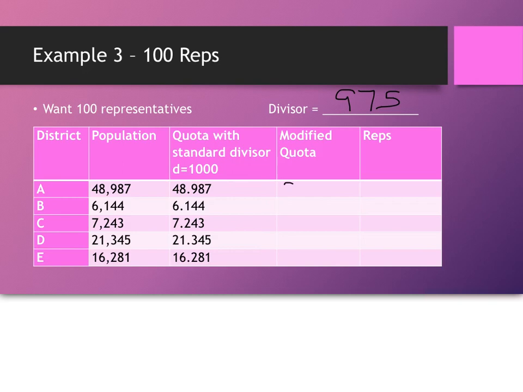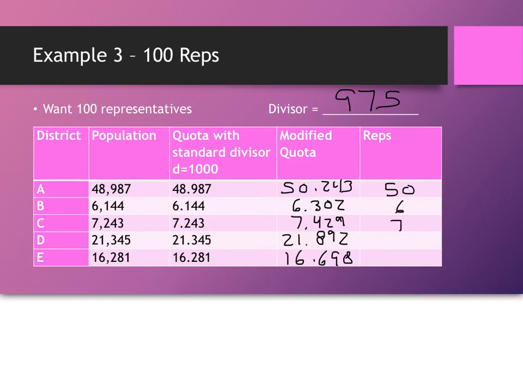And then my quotas came out to be 50.243, 6.301, or 6.302 actually if you round it, 7.429, 21.892, and 16.698. So the number of representatives we'd have had would have been 50, 6, 7, 21, and 16 using Jefferson's method.